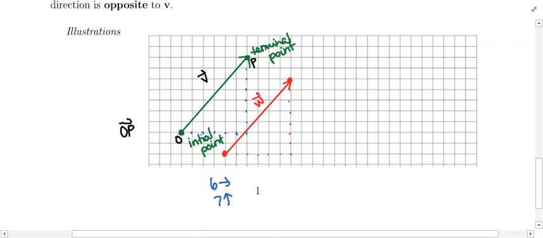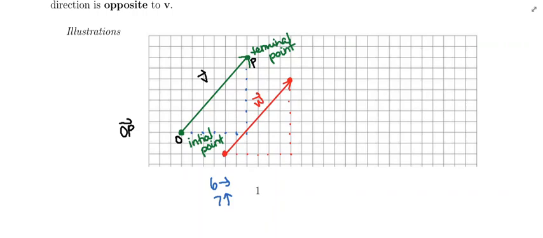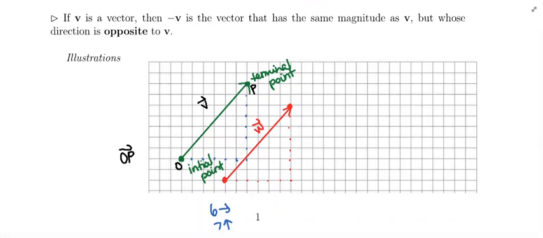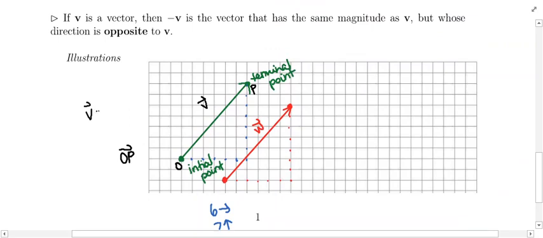Vector v and vector w are considered to be equal because they have the same length. I made sure of that by going 6 units to the right and 7 units up in both situations, and they're pointed in the same direction. So that's what equal vectors means. I'll even put right here, vector v as I drew it is equal to vector w.